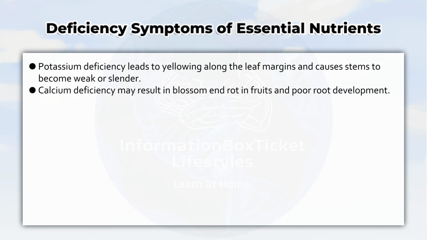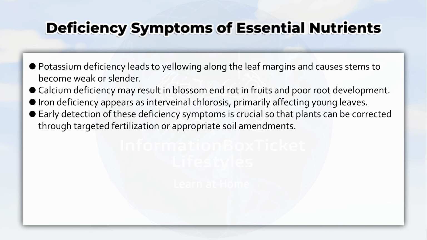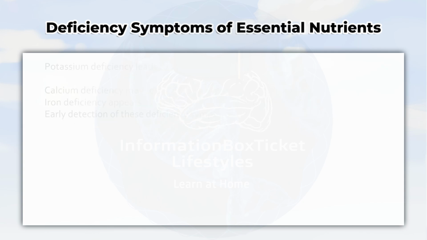Calcium deficiency may result in blossom end rot in fruits and poor root development. Iron deficiency appears as intervenal chlorosis, primarily affecting young leaves. Early detection of these deficiency symptoms is crucial so that plants can be corrected through targeted fertilization or appropriate soil amendments.